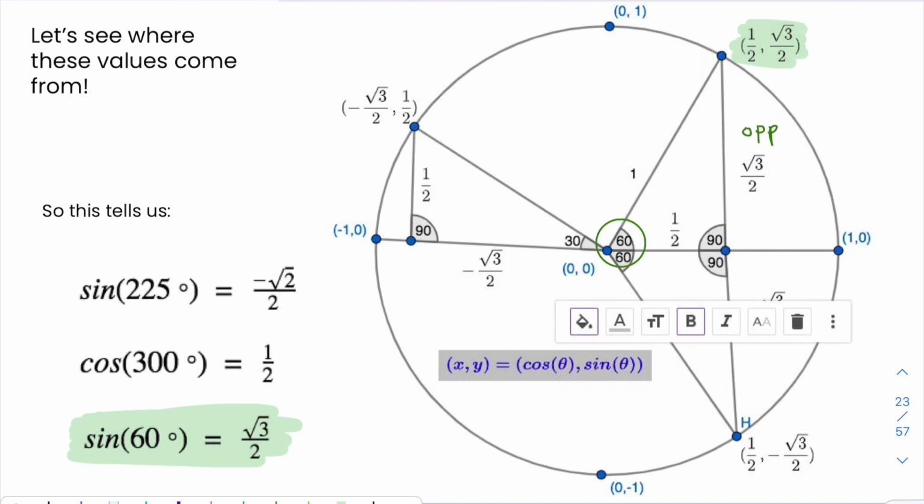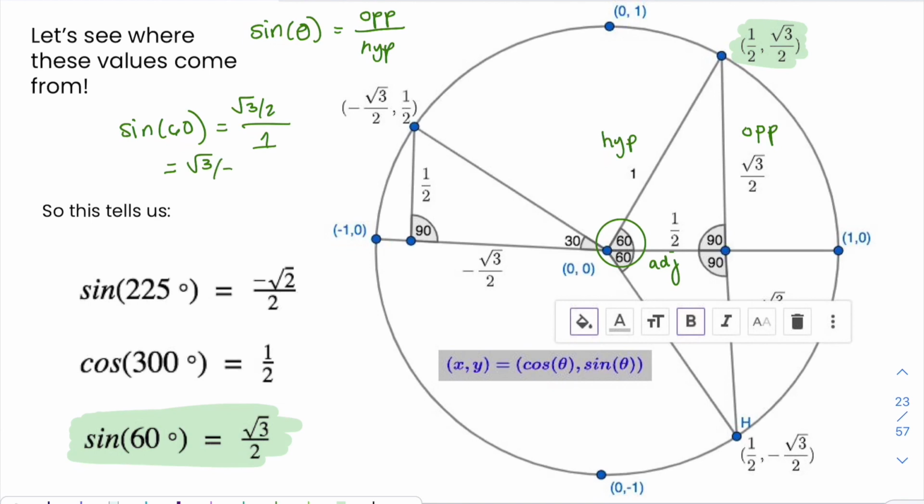Here's my opposite side. Here's my adjacent side. Here's my hypotenuse. Well, we know that sine of theta is opposite over hypotenuse. So sine of 60 degrees, this triangle here, is going to be opposite, which is radical 3 over 2, over hypotenuse, which is 1. So it's just going to be radical 3 over 2. Now, because our radius on the unit circle is always going to be 1, and dividing by 1 doesn't do anything, when we're talking unit circle, sine of theta is just always going to equal opposite.